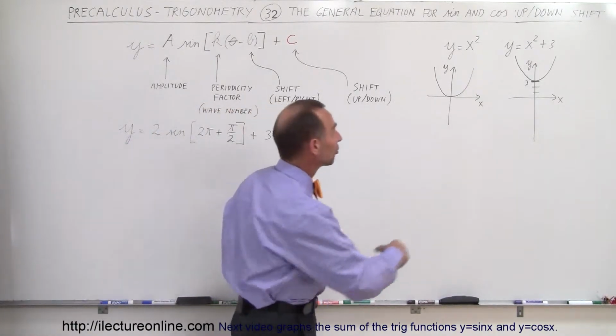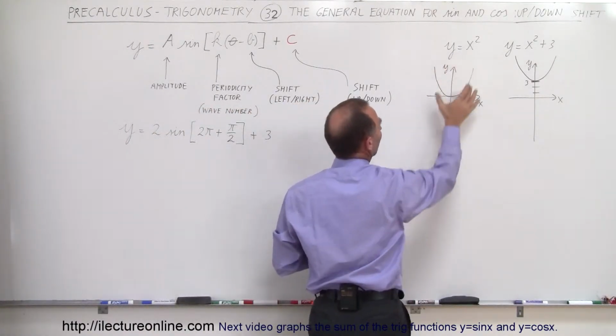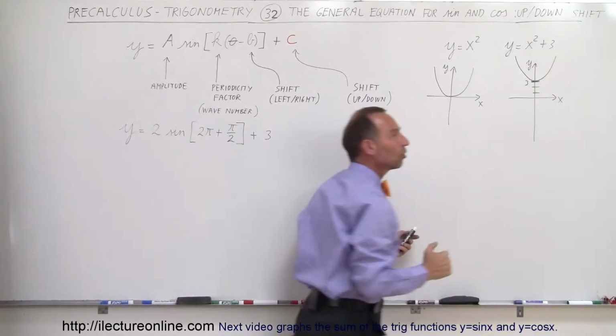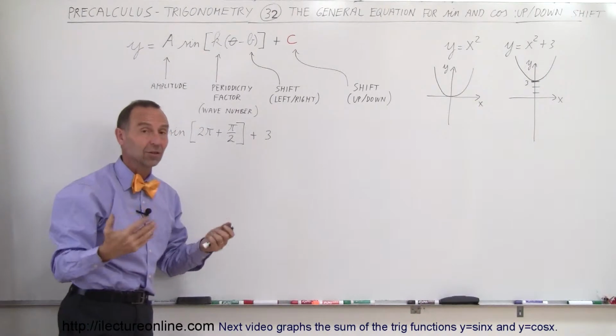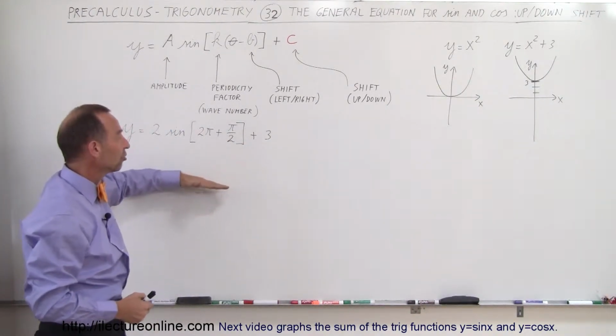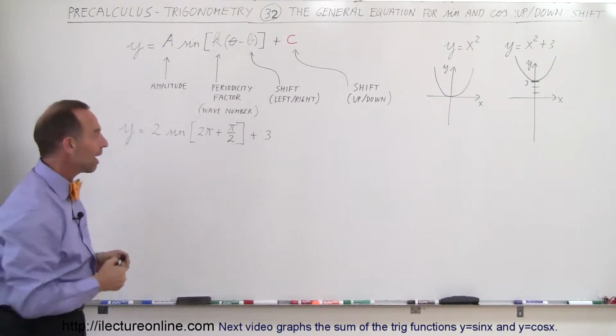Here's an example of what it looks like with a parabola. Y equals x squared looks like this, but y equals x squared plus 3 is simply shifted up 3 units. So a sine or cosine function handles exactly the same way. So here we have plus 3, which means the whole function will be shifted up 3 units. So how do we graph something like this?